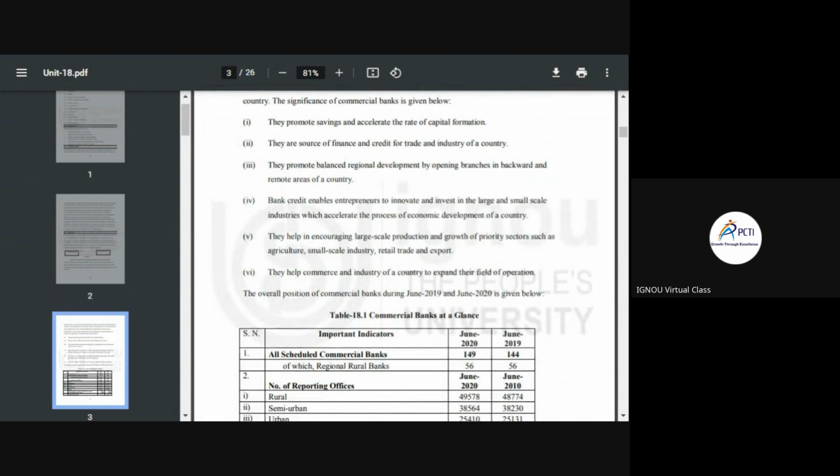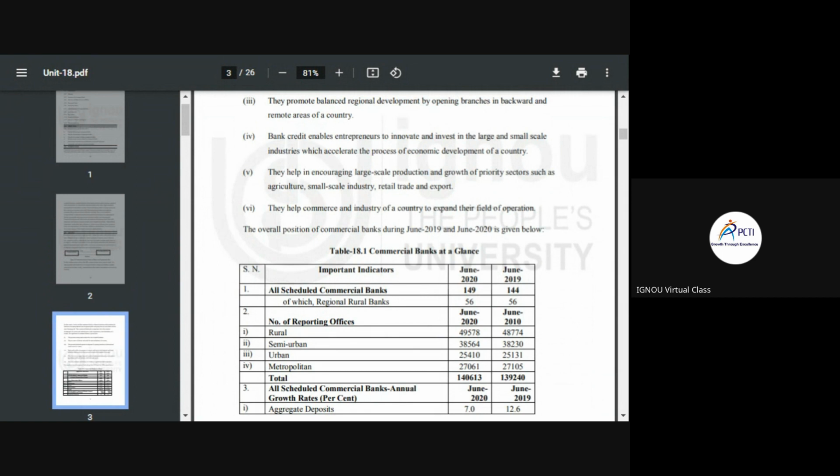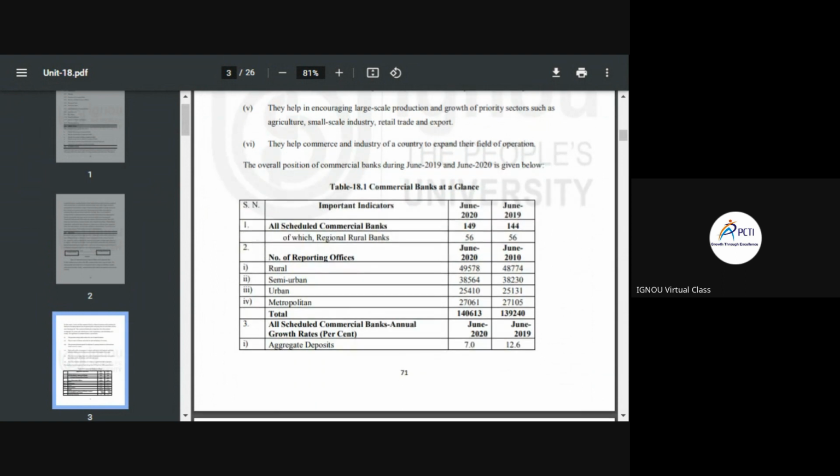So here we have the significance of commercial banks, given below. They promote savings and accelerate the rate of capital formation. They are a source of finance and credit for trade and industry of a country. They promote balanced regional development by opening branches in backward and remote areas of a country. Bank credit enables entrepreneurs to innovate and invest in large and small scale industries, which accelerates the process of economic development of a country. They help in encouraging large scale production and growth of priority sectors such as agriculture, small scale industry, retail trade, and export. They also help commerce and industry of a country to expand their field of operations.